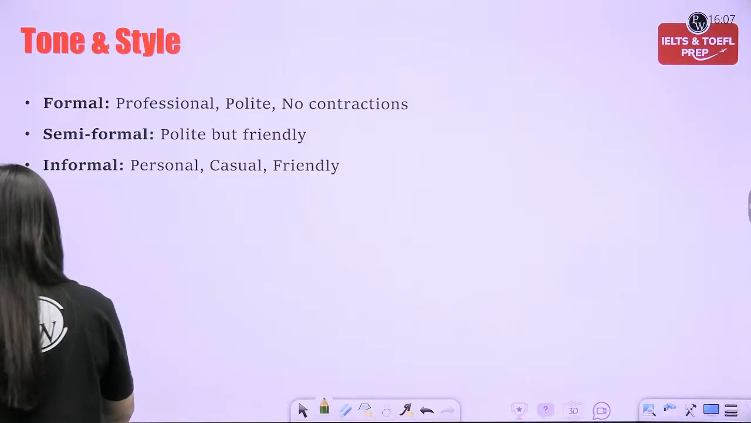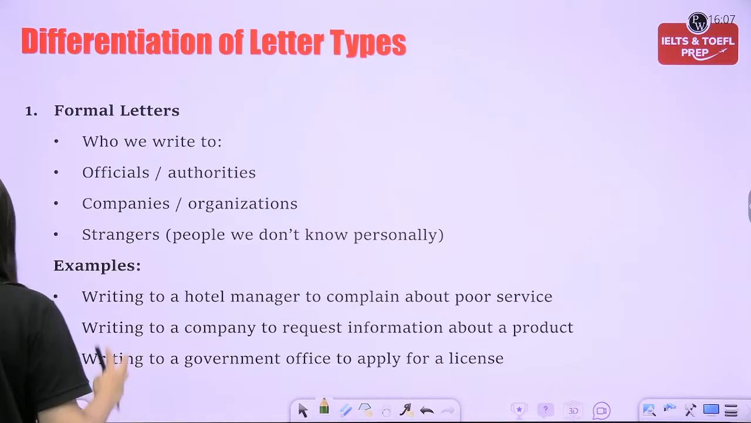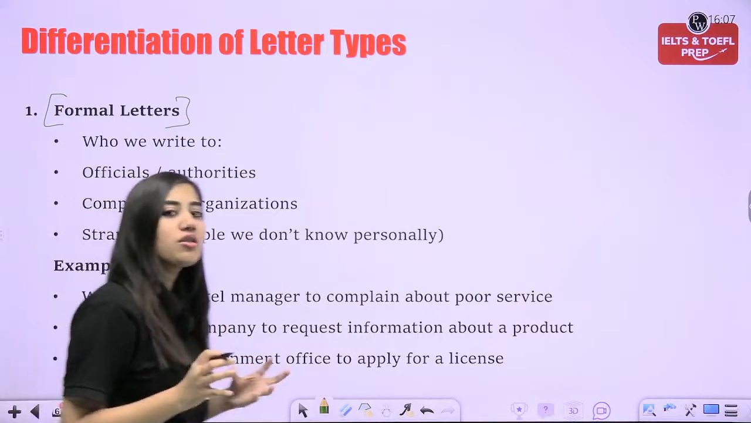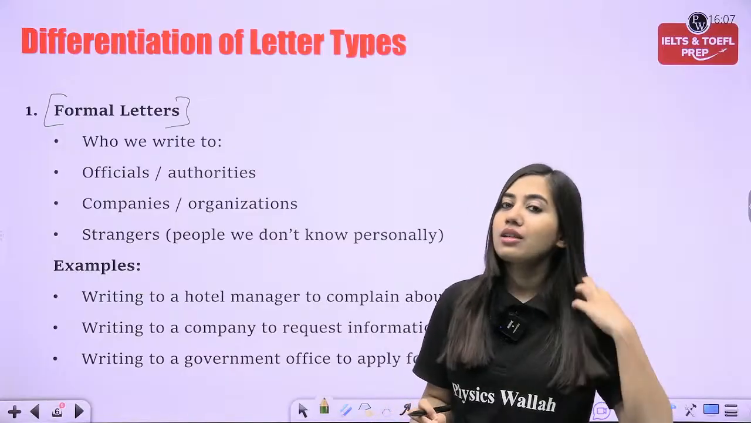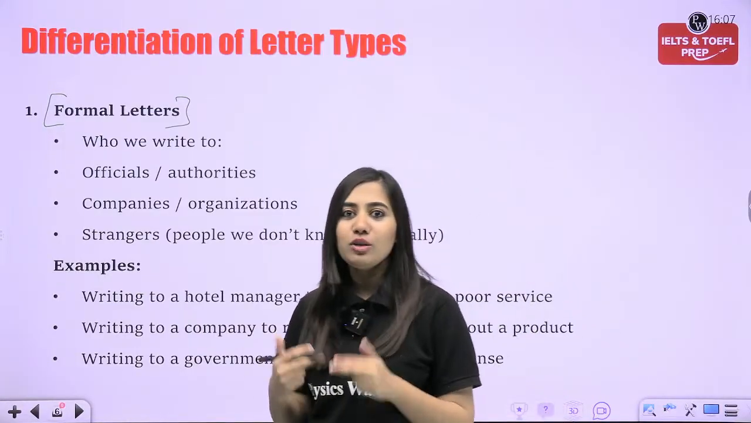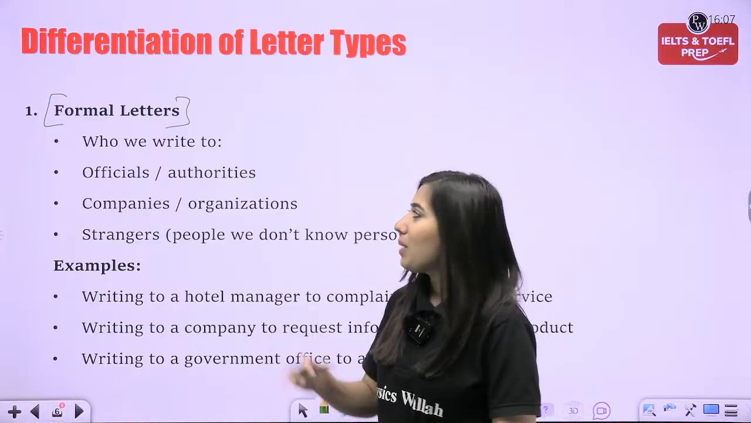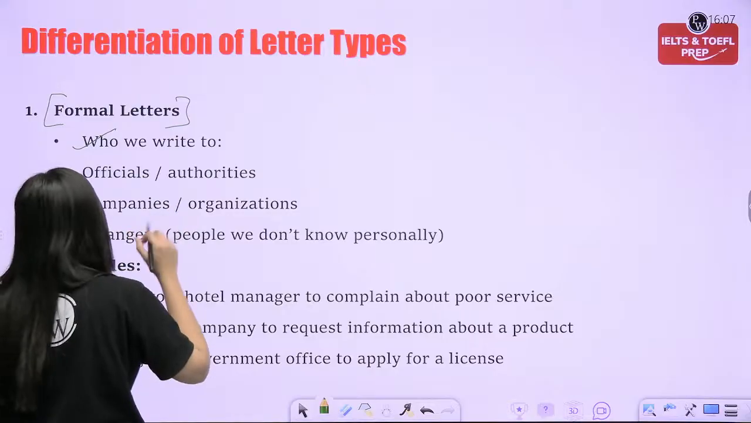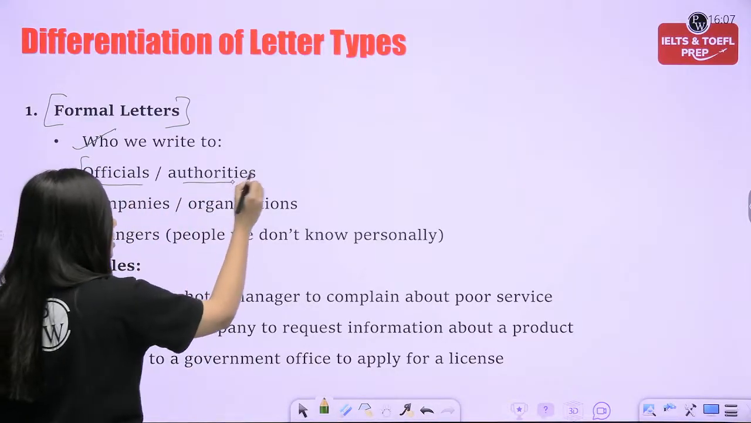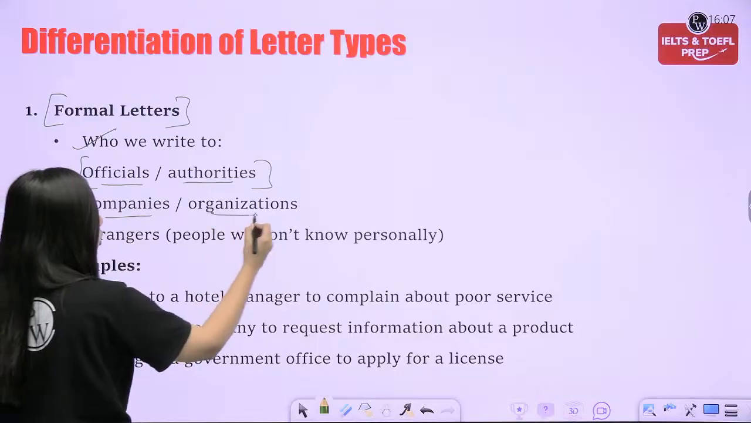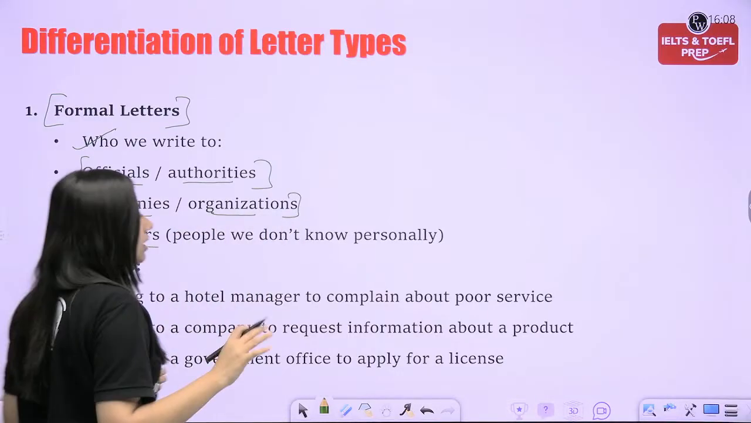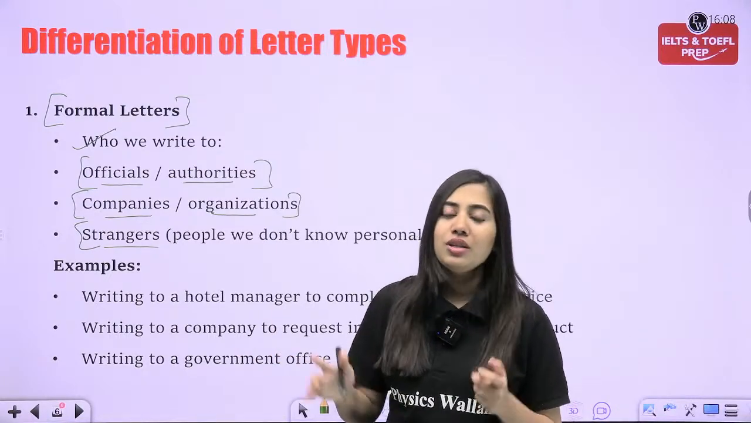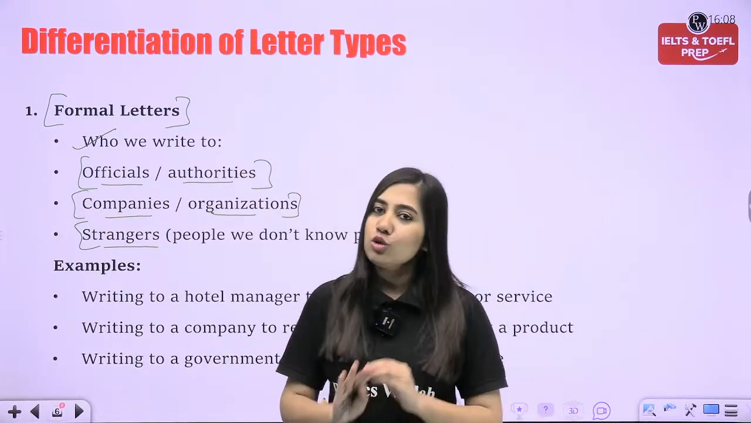See, the very first thing I would like you to understand is that let's talk about a formal letter type. Let's imagine if it's a formal letter, then what things can be there in your question? How will you analyze that it's a formal or an informal letter? By looking at these things. Who you are writing to. If there are some officials, authorities, a company, an organization, or some strangers. Normally in the formal letter type, you don't know the person, neither personally nor professionally. You just don't know about them.